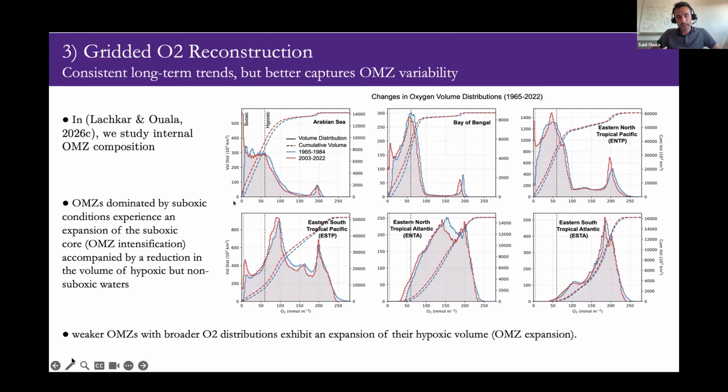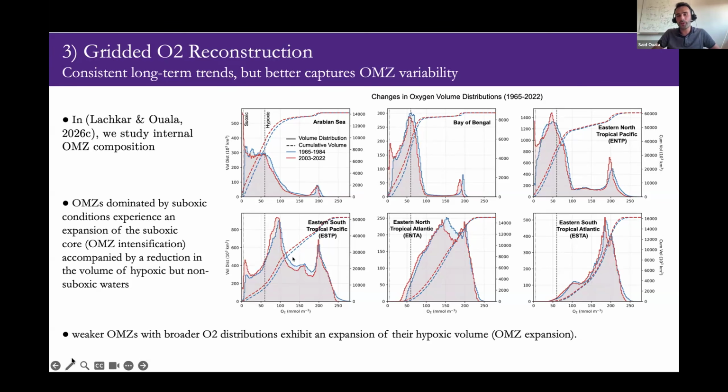in this upper panel, when we compare the volume distribution in the first 2 decades to the volume distribution in the last 2 decades, we have an increase in the suboxic core, but a decrease of the volume of water that is between the suboxic and hypoxic core.